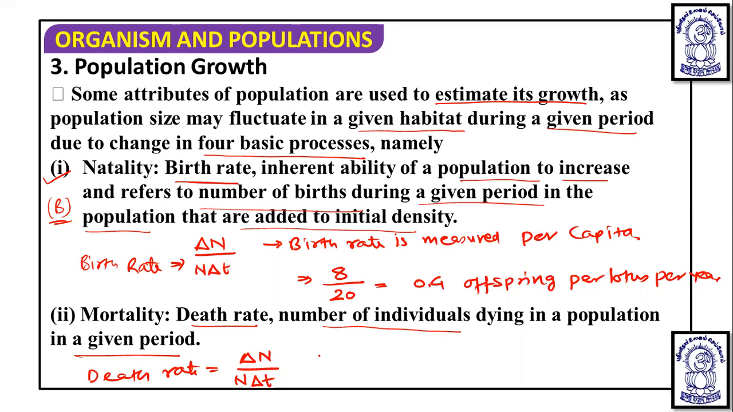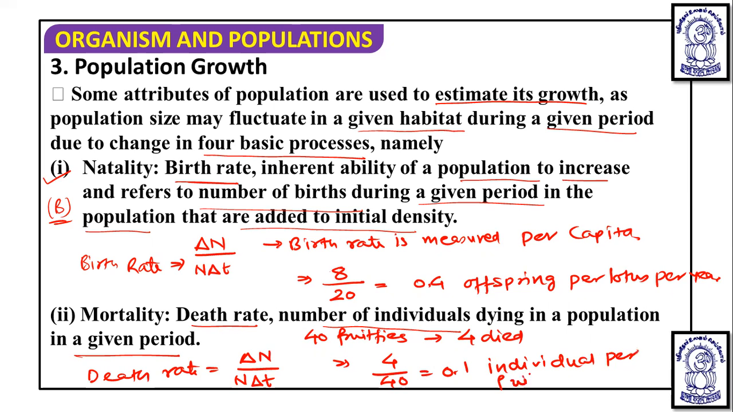If 4 individuals in a laboratory population of 40 fruit flies die, there are 40 fruit flies, and out of 40 fruit flies, 4 died, during a particular specialized time interval, say a week. So the population death rate is 4 by 40. So it is 0.1 individual per fruit fly per week. Okay, so that is what mortality is.